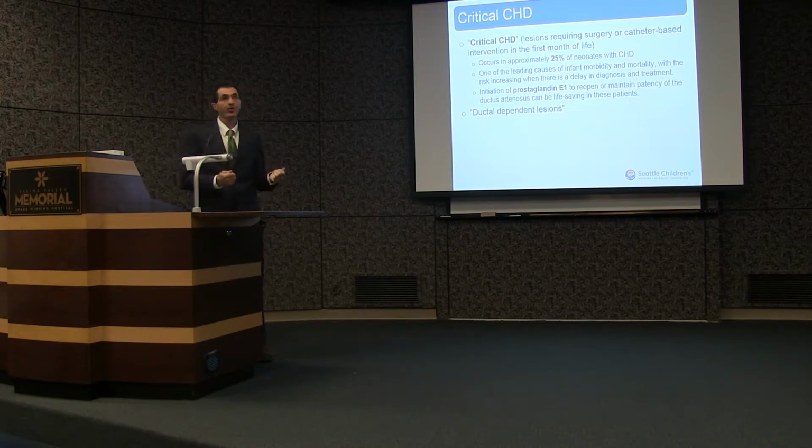The incidence of congenital heart disease itself is estimated to be about 1%. So about 1 in 100 babies will be born with some form of congenital heart disease. Critical congenital heart disease, that incidence is about 25% of that 1%. So a relatively small number, yet it can potentially be catastrophic if it's missed. So this is one of the leading causes of morbidity and mortality. Delaying treatments can cause significant morbidity or mortality in these patients. These are considered to be ductal-dependent lesions, which means that the baby requires that ductus arteriosus to remain open in order to survive.